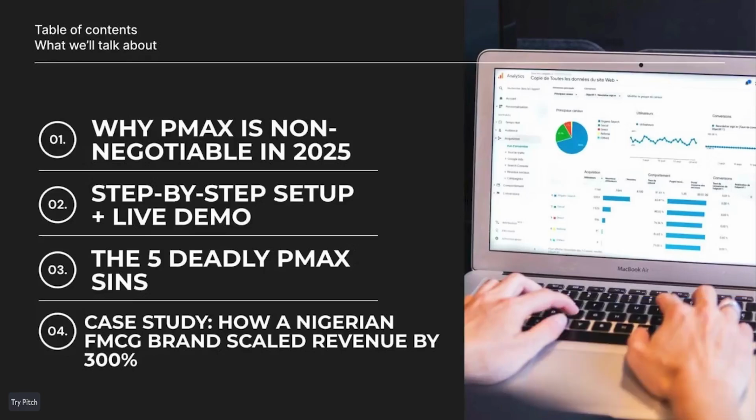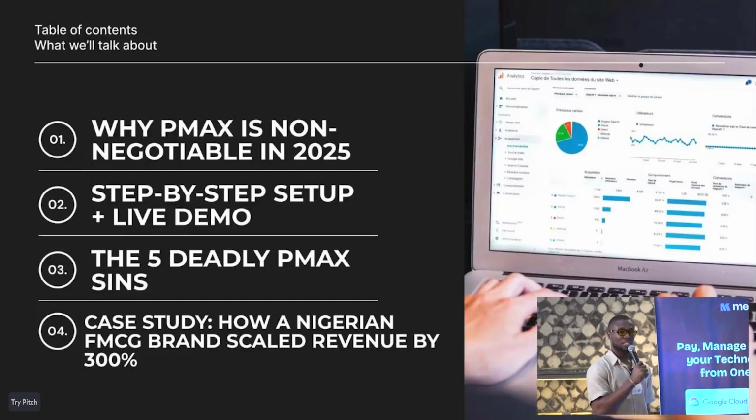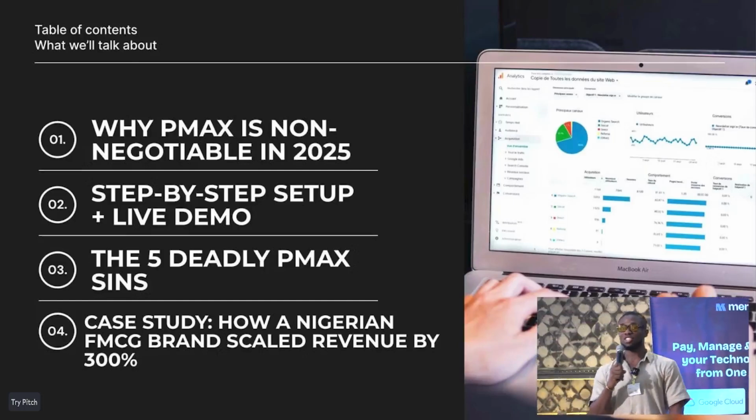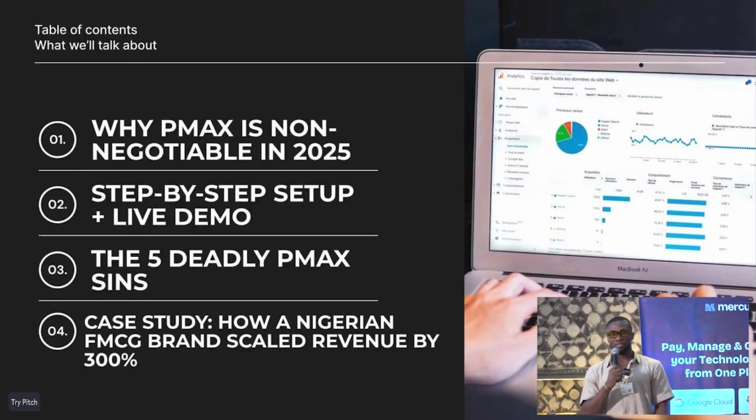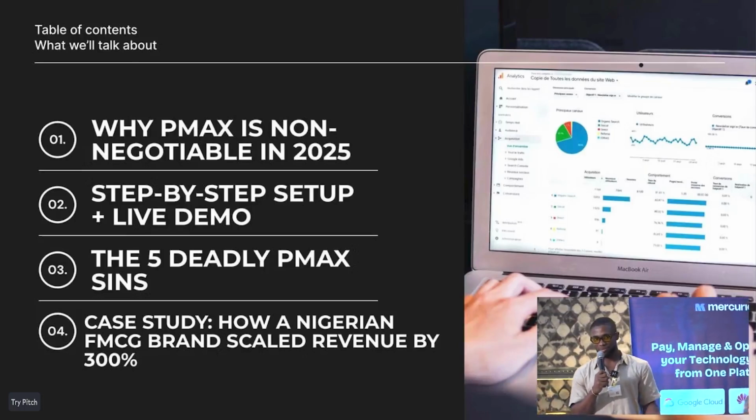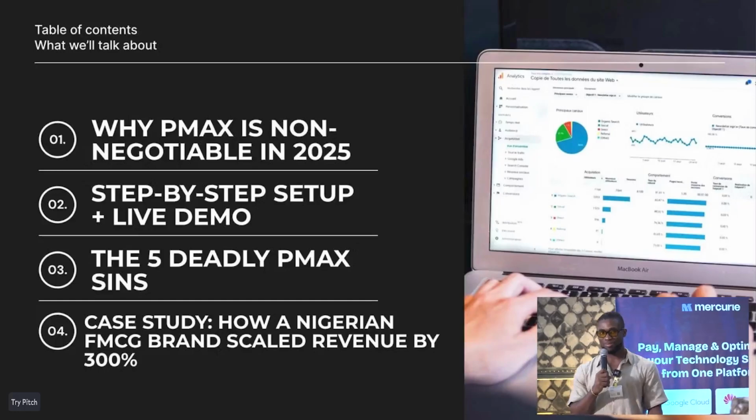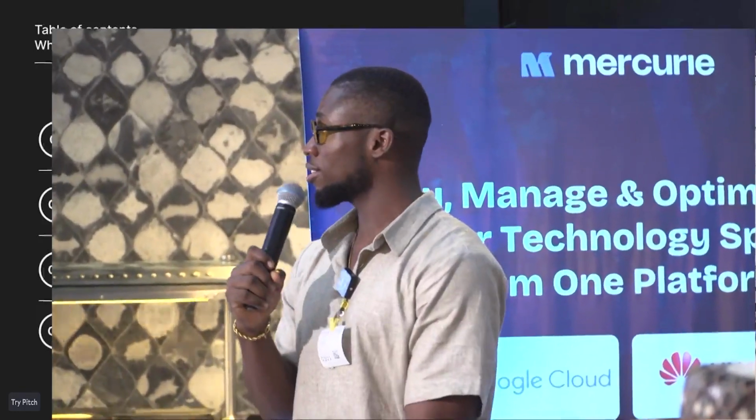5 deadly Performance Max sins. A lot of people currently use it and they are making mistakes with it. So there are 5 things you must not do if you're running performance max campaigns and you want to succeed. And then the final one is the case study of an FMCG brand that used performance max recently and scaled by over 300%. Right? They were selling snacks to mothers. Very interesting market. So let's go next slide real quick.